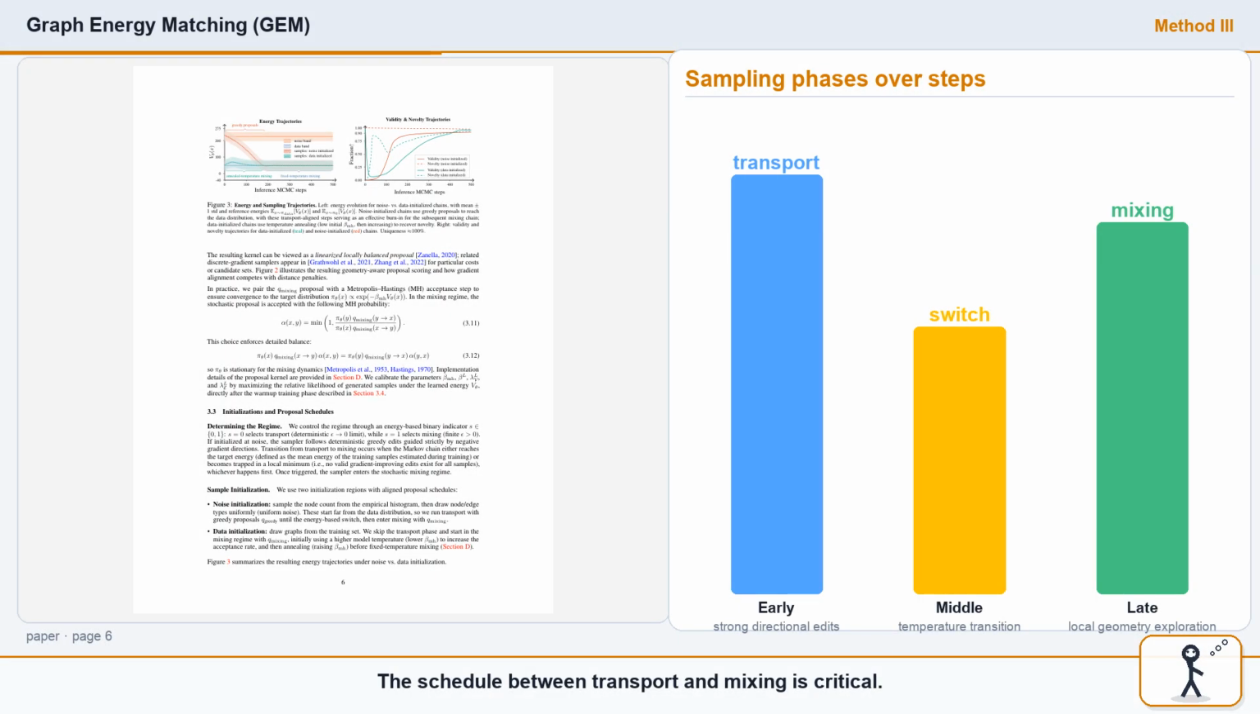The schedule between transport and mixing is critical. GEM uses initialization choices and proposal schedules that first prioritize fast movement, then exploration fidelity. This is where many older graph EBM pipelines fail. They mix too early or stay greedy too long.